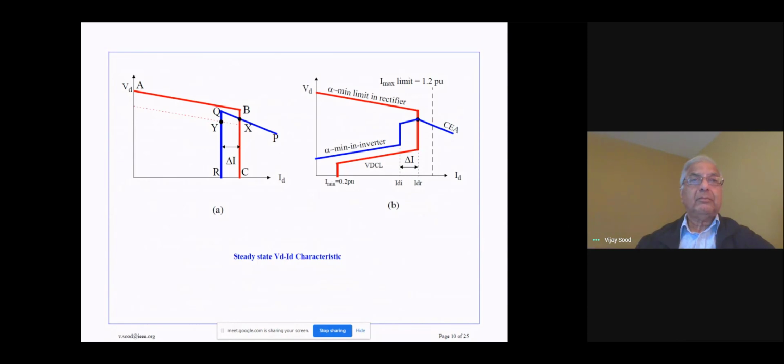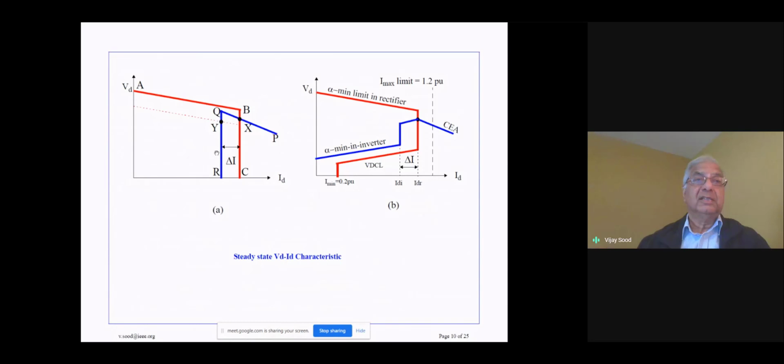You can see the two characteristics over there, shown as the... we can see over here a difference in the constant current characteristics of the rectifier and the inverter. These are separated by something called delta I, which is the current margin. And sometimes this control philosophy or this control methodology is also called the current margin control philosophy.